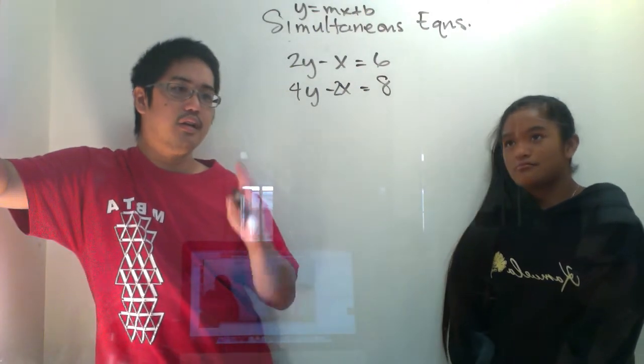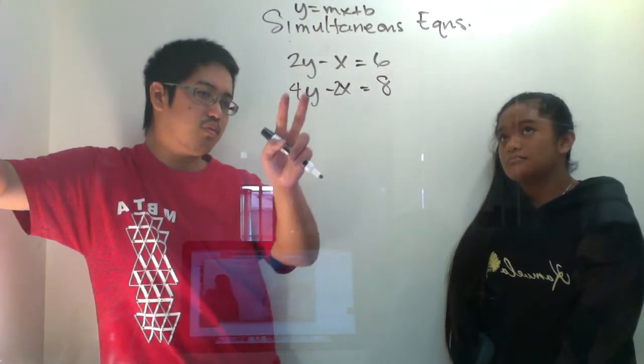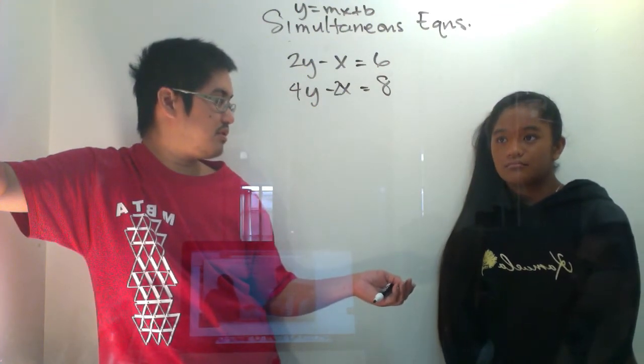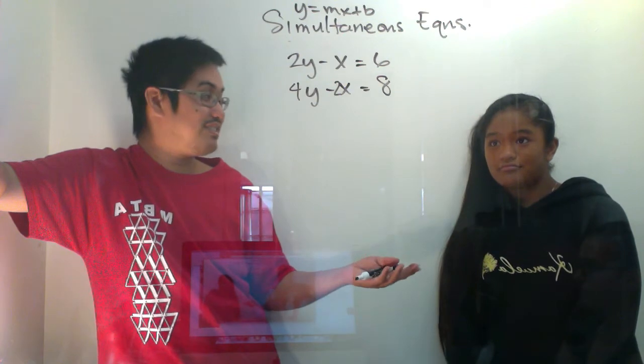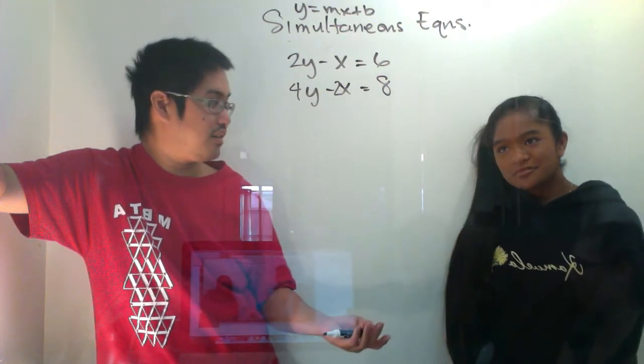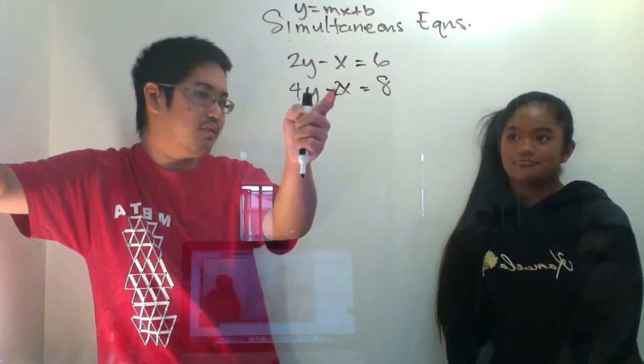Alright. We need to choose one variable, y or x. Which one do you like better? Or which one don't you like better? Let's just choose the y. Let's get rid of the y. Or no, let's get rid of the x. How's about let's get rid of the x?